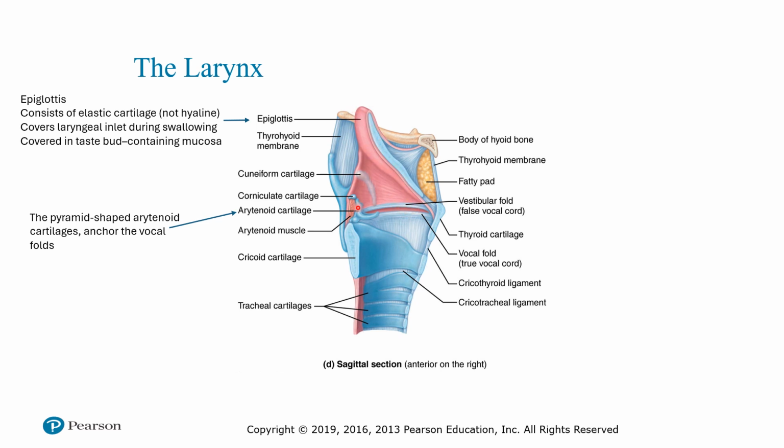And in the side view, there are also some small cartilages. This is known as corniculate cartilage. Then there is arytenoid cartilage. Arytenoid cartilage is important because it anchors the vocal cord. So if you look on the side over here, this is where the vocal cord is. So this is known as false vocal cord, and this lower portion is known as the true vocal cord.